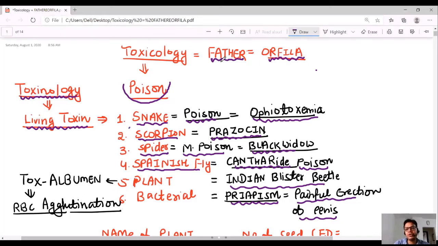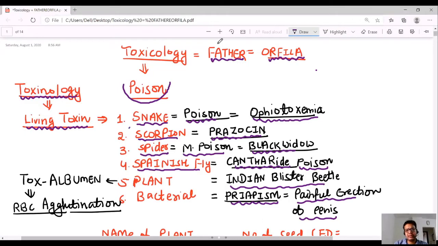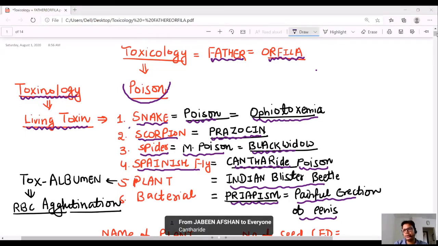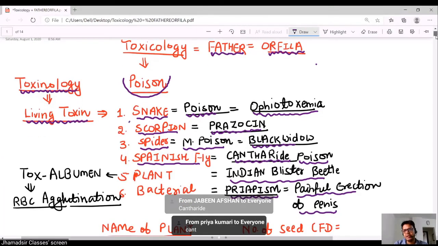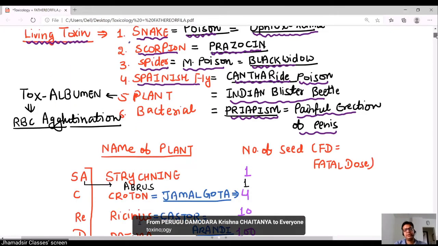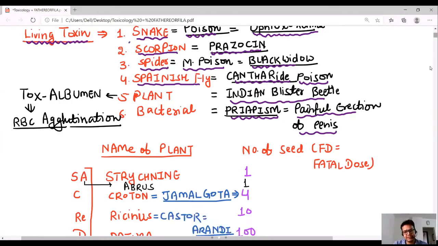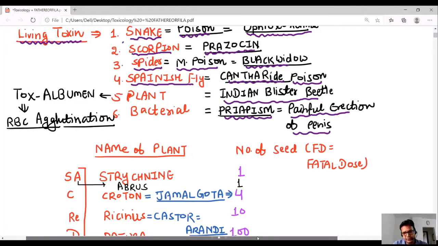Who is father of toxicology? Orfila. Study of snake poisoning is known as ophiotoxemia. Spanish fly causes which poisoning? Cantharid poisoning. Study of living toxin is known as toxinology. Cantharid causes a symptom which is known as priapism. Priapism is painful erection of penis.